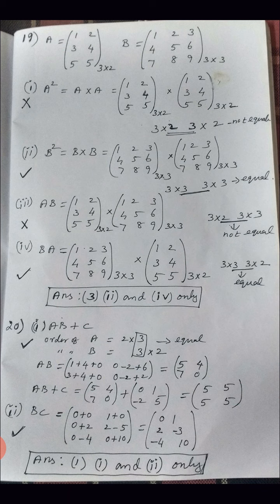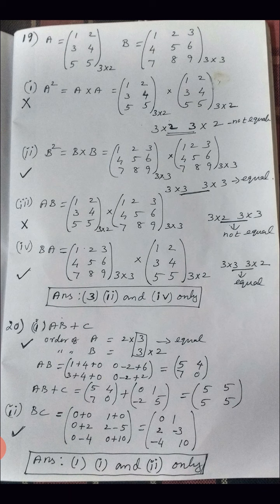Add this one with the C matrix. This 5 4 7 0 plus the C matrix, 0 1 minus 2 5. Add these two. Finally I get 5 5 5 5. This is equal to the right-hand side of the first one. So this is correct.